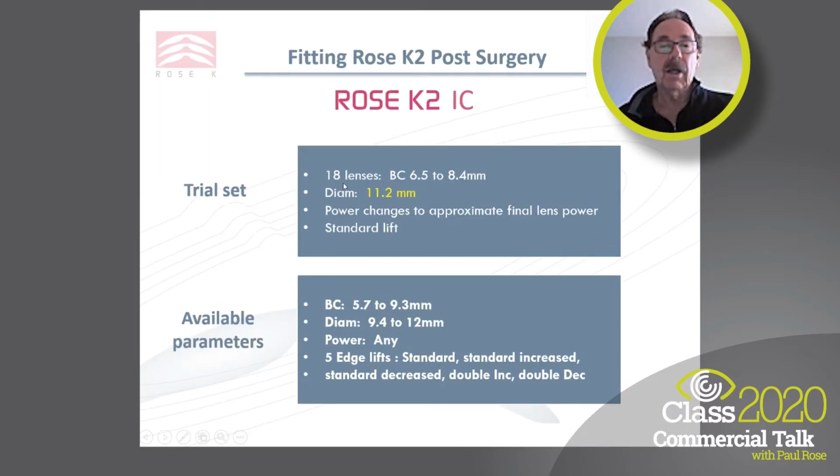So the IC lens is a slightly smaller trial set. The standard diameter is around 11.2. And again, you have a big range of base curves from as steep as 5.7 to as flat as 9.3. And you have quite a large range of edge lifts. You can get all that information from your distributor or your lab.